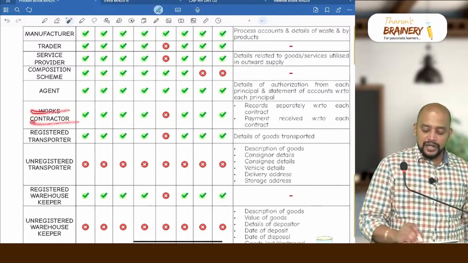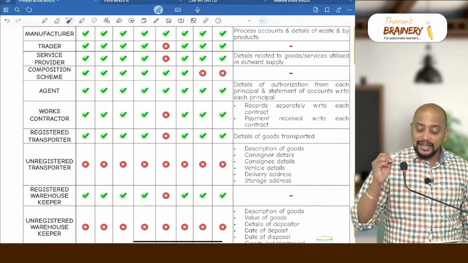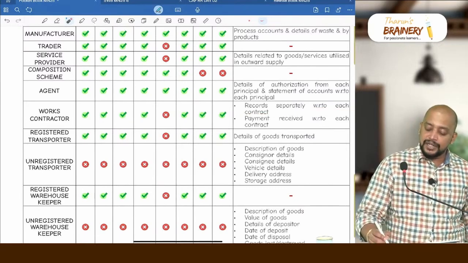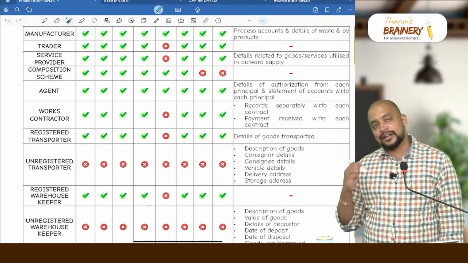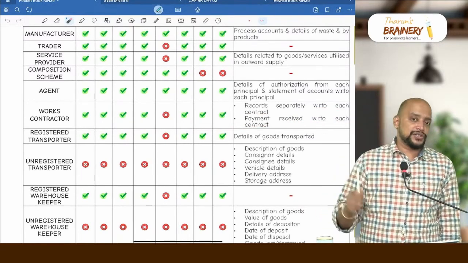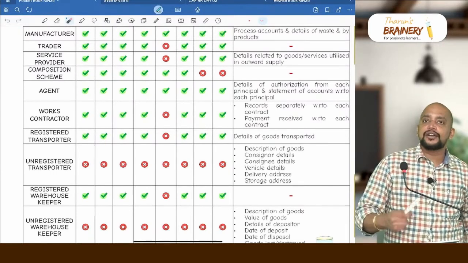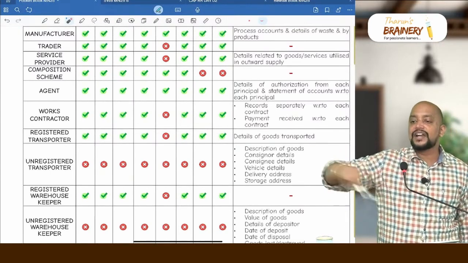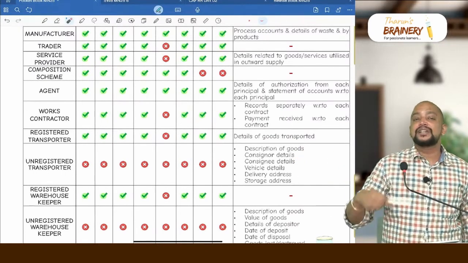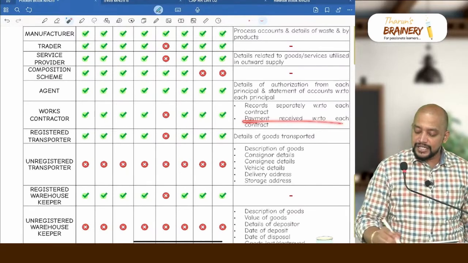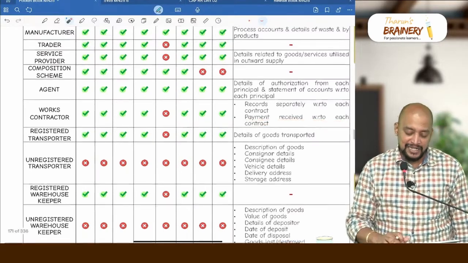However, this works contractor needs to maintain the records separately with respect to each works contract, and payment received with respect to each works contract, mainly for the purpose of contract costing. In contract costing, for the purpose of recognizing the profit, we need to take cost incurred till date divided by total estimated cost. That is one way of ascertaining the percentage completion. For that purpose, payment received with respect to each contract must be maintained separately.